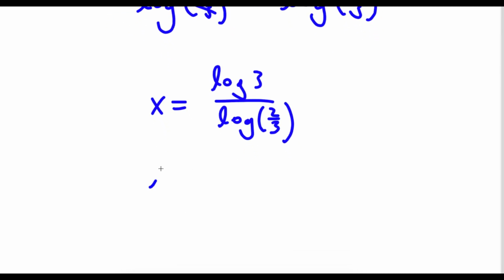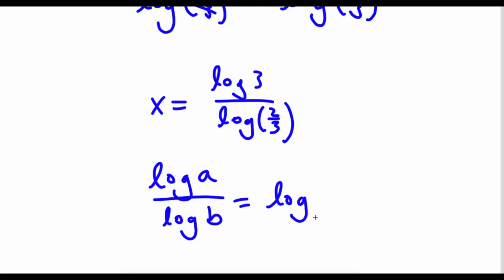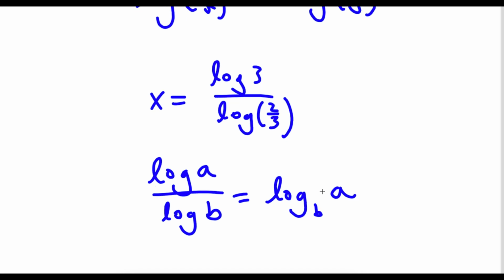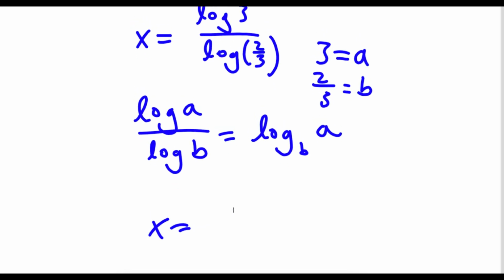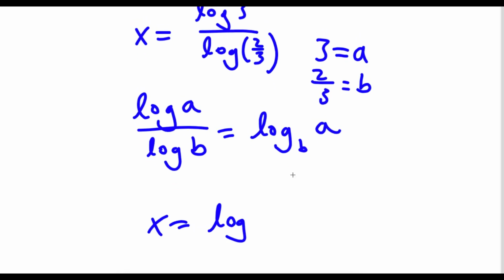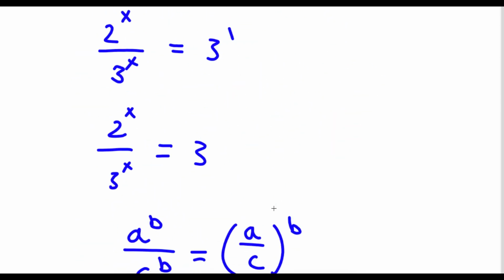Now, if I have something in the form log a over log b, this is the same thing as log base b of a. So in this case, I have log 3 over log 2 over 3, and we can think of 3 as a and 2 over 3 as b. So this means that x is equal to log base 2 over 3 of 3. So this is our answer to this problem.